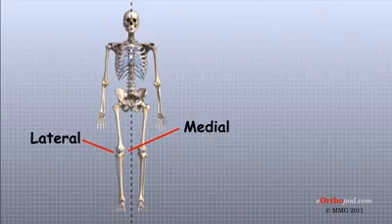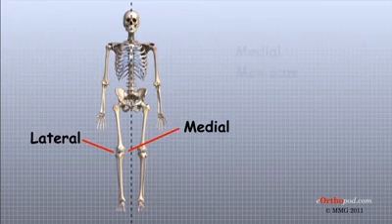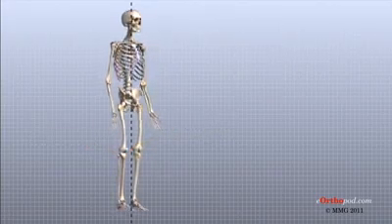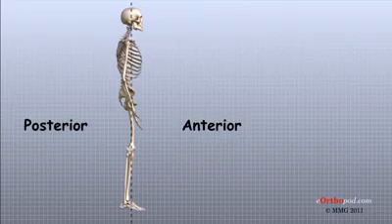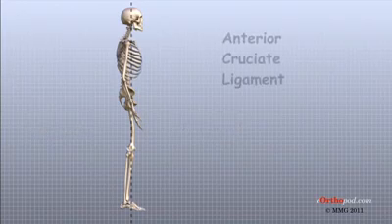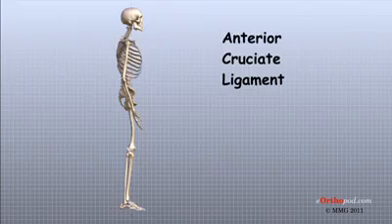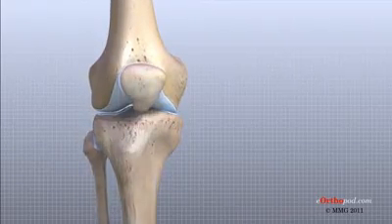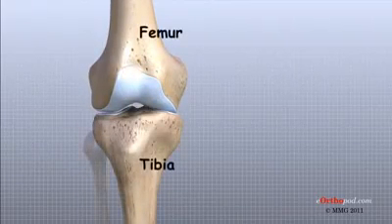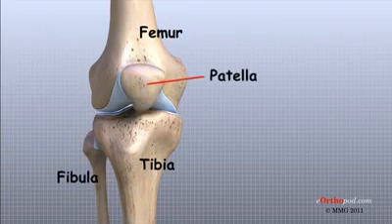Structures on the medial side usually have medial as part of their name, such as the medial meniscus. The term anterior refers to the front of the knee, while the term posterior refers to the back of the knee. So the anterior cruciate ligament is in front of the posterior cruciate ligament. The knee is the joint where the femur and the tibia meet. The patella, or kneecap as it is commonly called, is made of bone and sits in front of the knee.